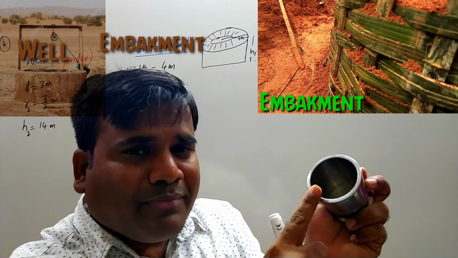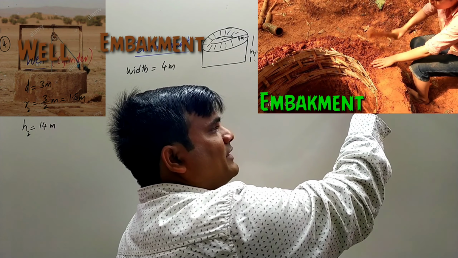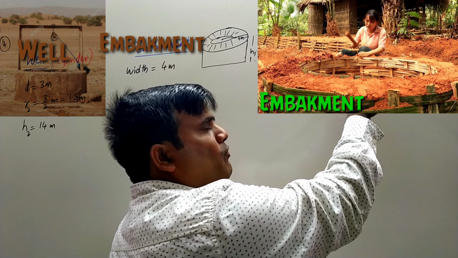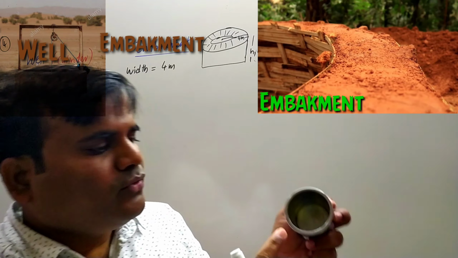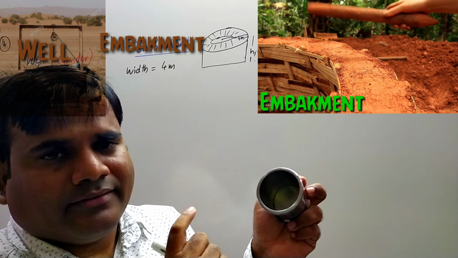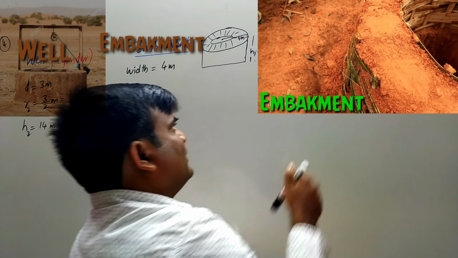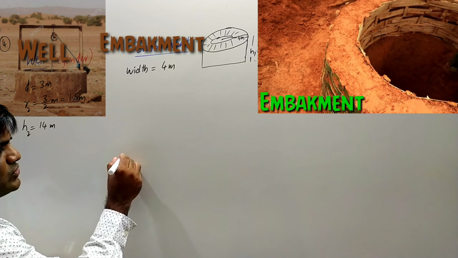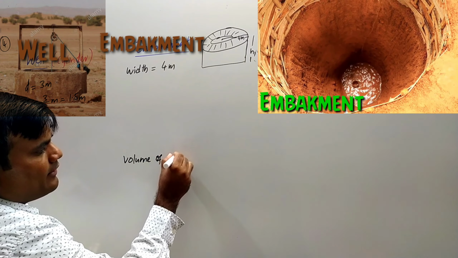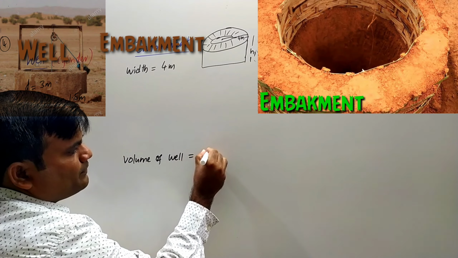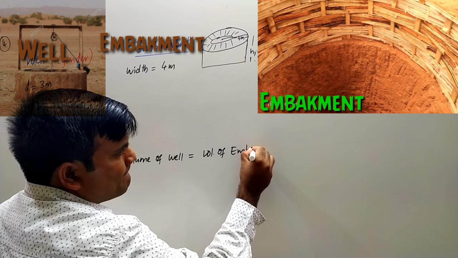Next, this embankment is constructed using the earth taken from the dug well. So volume of well is equal to volume of the embankment. So the embankment is constructed using this. So volume of well is equal to volume of embankment.